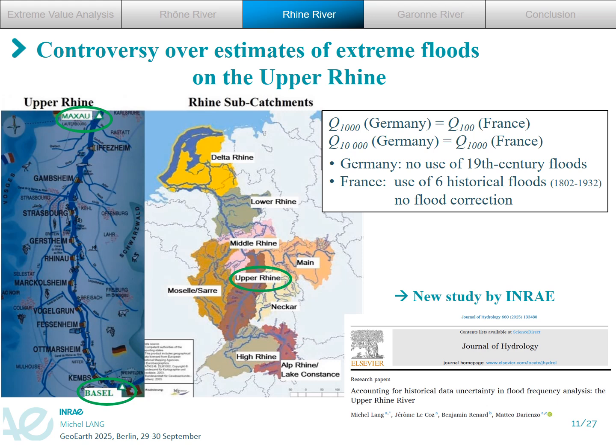Now, the second case study is related to the Upper Rhine, which is the borderline between France and Germany. There was a large controversy on extreme floods. The Q1000 flood, as estimated by the Germans, is considered to have only a 100-year return period by the French. In fact, as there were large river works on the Rhine during the 19th century, Germans consider such old information was not adequate. They prefer not to use historical floods, while the French use 6 historical floods since 1802, but without any flood correction.